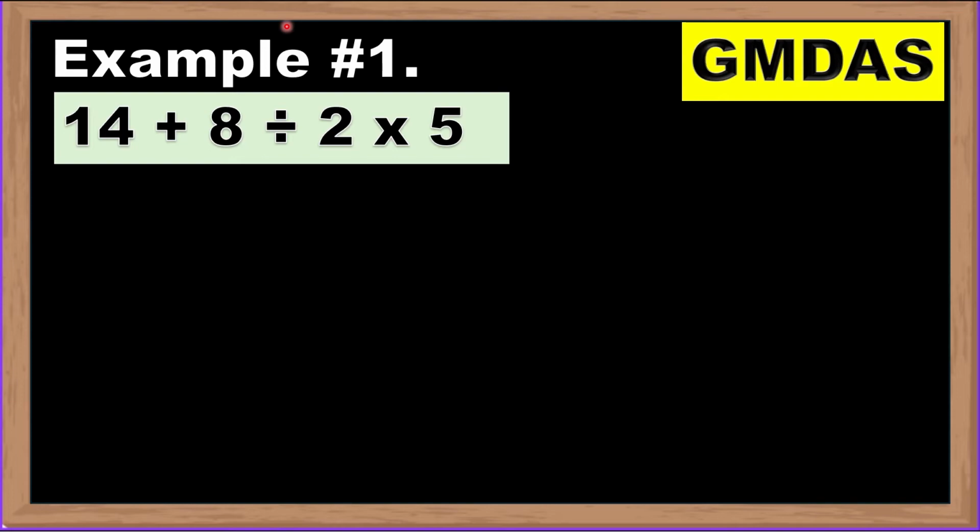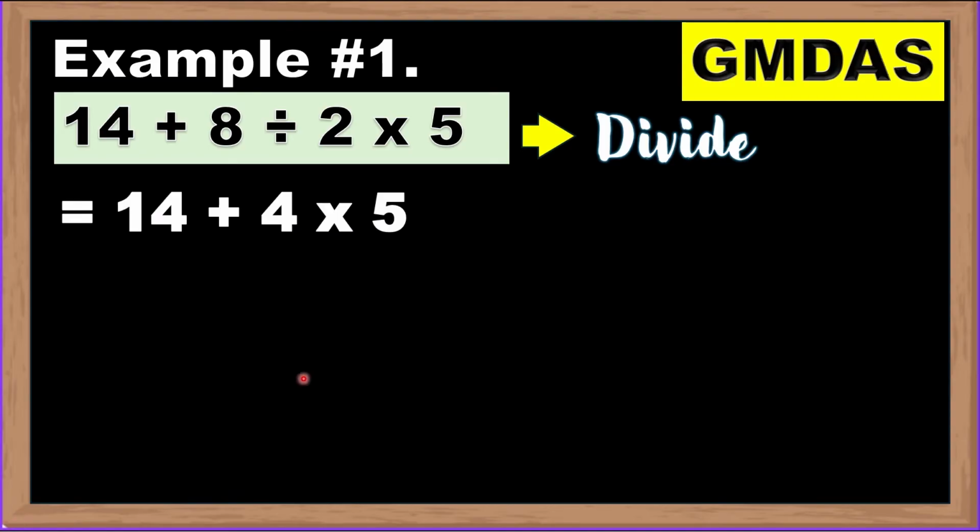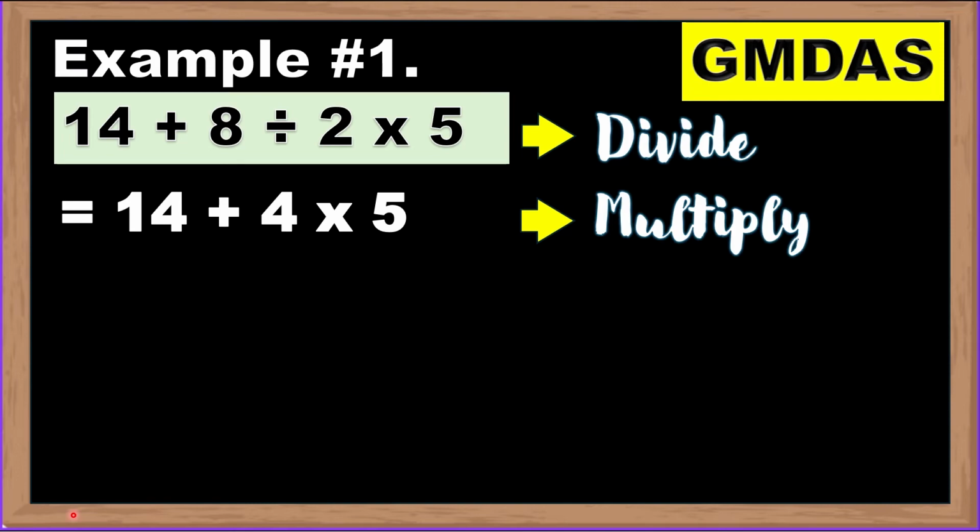Now we have the steps for the solution. Number 1, let's start with division. Okay, let's divide 8 divided by 2. So we have 14 plus 8 divided by 2 is 4 times 5. The next step, do the multiplication, which is 4 times 5. So the expression becomes 14 plus 4 times 5 is 20.